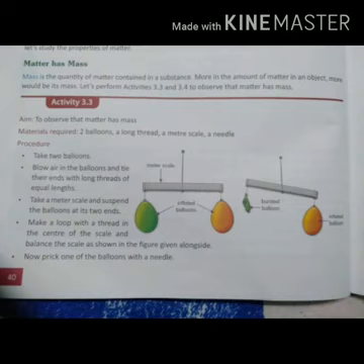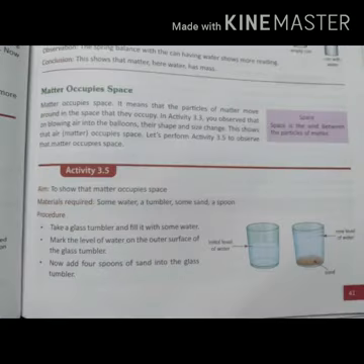So what does it conclude? It concludes that the mass of air present in the balloon which contains air is heavier than the burst balloon. The second property is that matter occupies space. It means that the particles of matter move around in the space that they occupy. We will understand this property by an activity.